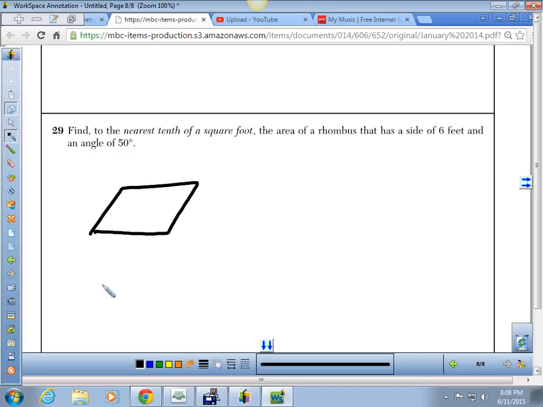Here's my rhombus. I know all the sides measure 6, 6, 6, 6, and an angle of 50 degrees. Well, let's make that obviously the acute one here at 50 degrees. So where else is 50 degrees? Yep, opposite of that is 50 degrees. Do I know what these two angles would be then as well? They would be 130, right?